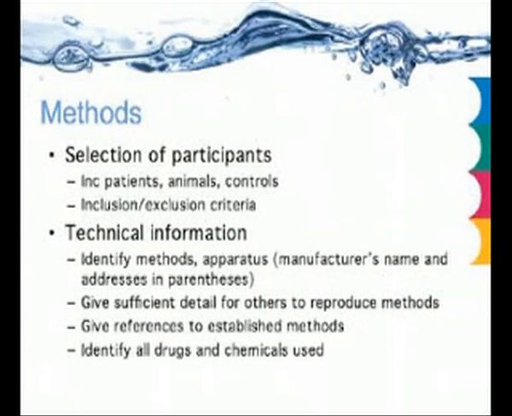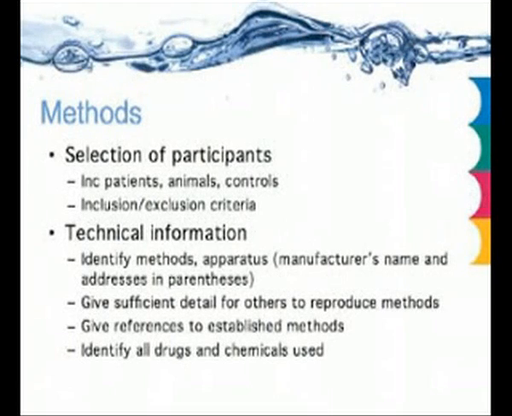The methods section, obviously, you should describe the selection of participants, whether that's patients, animals, don't forget about your controls. List the inclusion and the exclusion criteria. You need to give all your technical information, identify the methods, list the apparatus you've used. If you mention some bit of apparatus, you're supposed to put the manufacturer's name and addresses in parentheses afterwards. Give sufficient detail for others to reproduce the methods, give references to established methods, and identify all drugs and chemicals used.